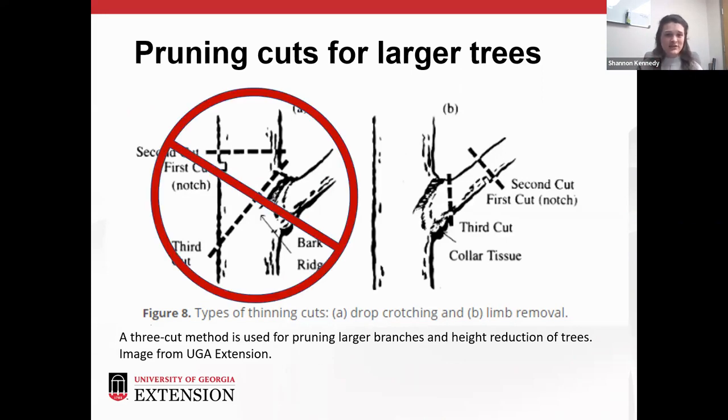And let's just do this because drop crotch, there are very rare cases where it is necessary, and it almost always causes terrible, terrible problems for the tree.